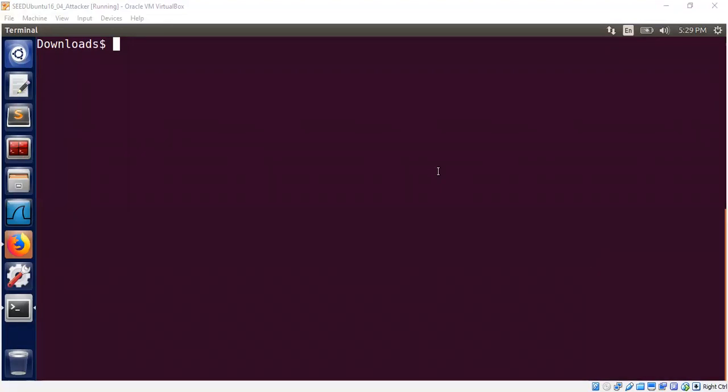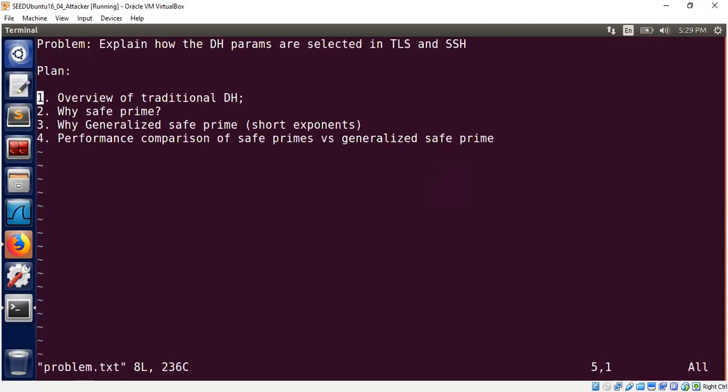Hi, welcome back to the part 2 discussion on DH parameter selection. In the previous segment, we talked about some very basic concepts of DH key exchange, and I explained how the DH algorithm actually works. We talked about what a cyclic group is, what a generator is, and why we need a prime to generate the keys in a way that it's not easy for an attacker to brute force.